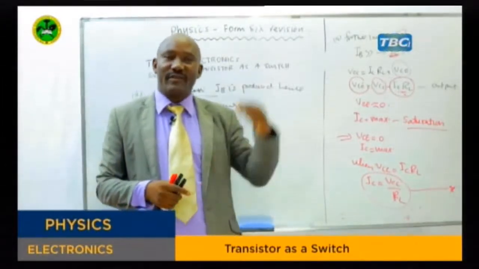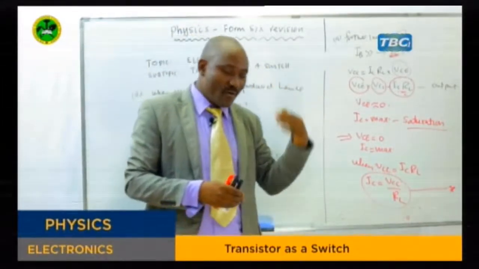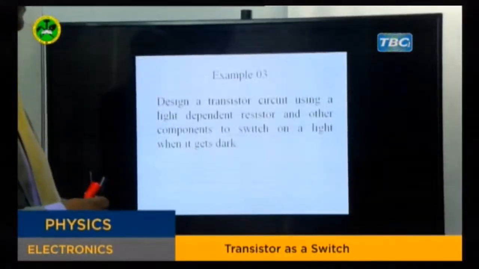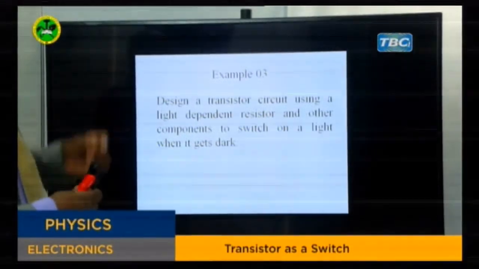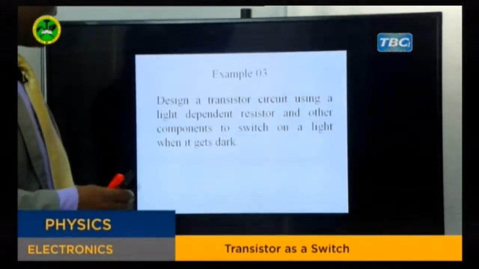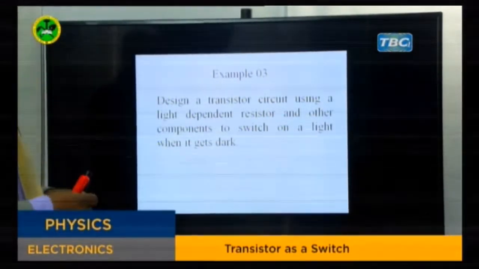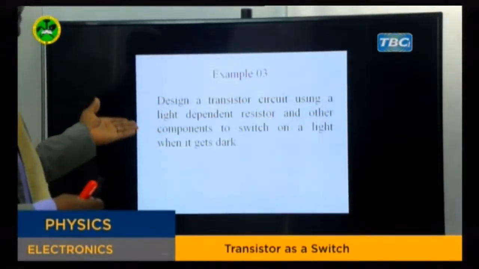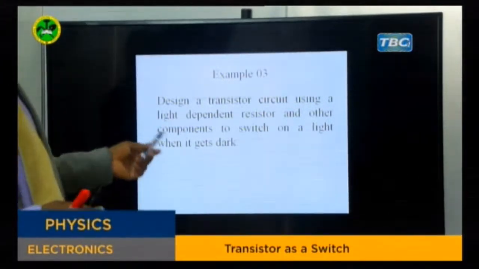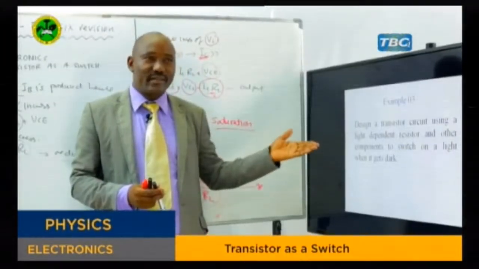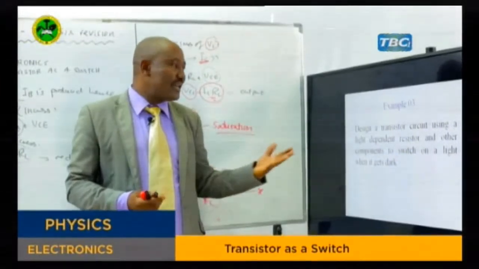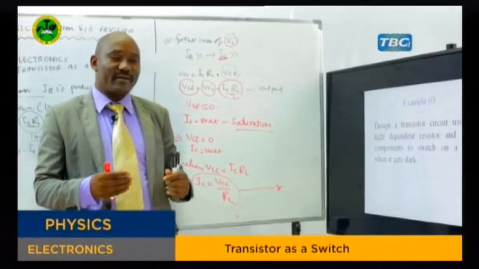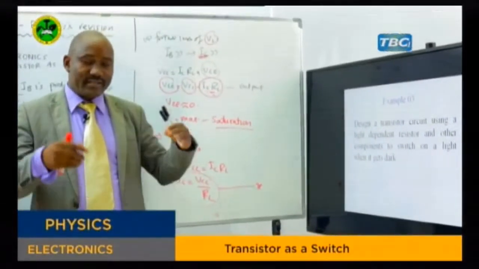Now let's see example number three. We said this is a continuation of the first part of our topic. Remember in the first part of this topic, we did two examples. Example number three is: design a transistor circuit using a light-dependent resistor and other components to switch on a light when it gets dark. This is a competency question, so this is not a direct question. When you talk of designing a transistor circuit, that means we make use of this transistor when it gets dark.